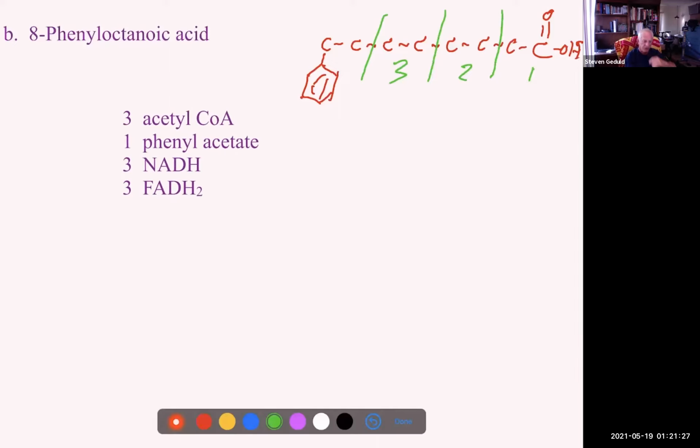So 3 acetyl coenzyme A's, those are these 3 units right here, 1, 2, and 3. You have 1 phenyl acetate, which is this unit right here. And for every bond that you broke, there's 3 bonds being broken, look at the green lines, you're going to have 1 NADH and 1 FADH2. And then the acetyl coenzyme A is going to run through the citric acid cycle and produce 12 ATPs for each spin.